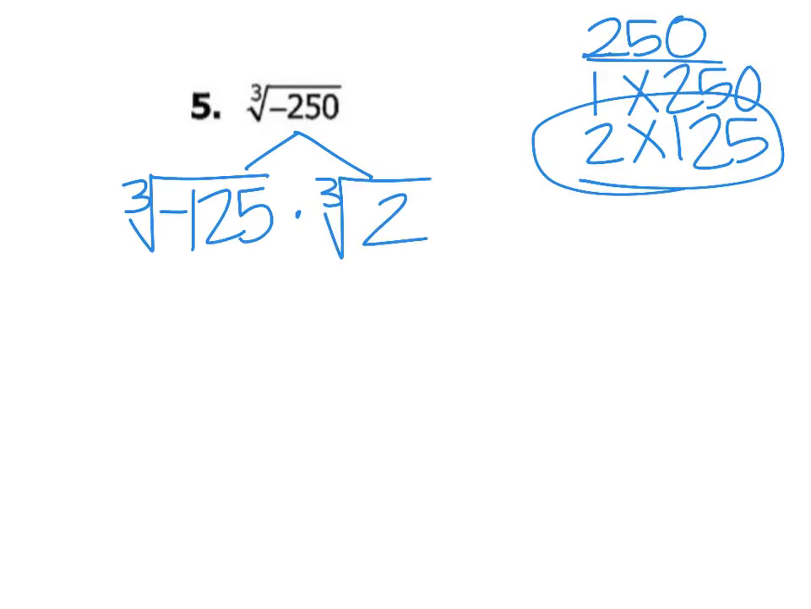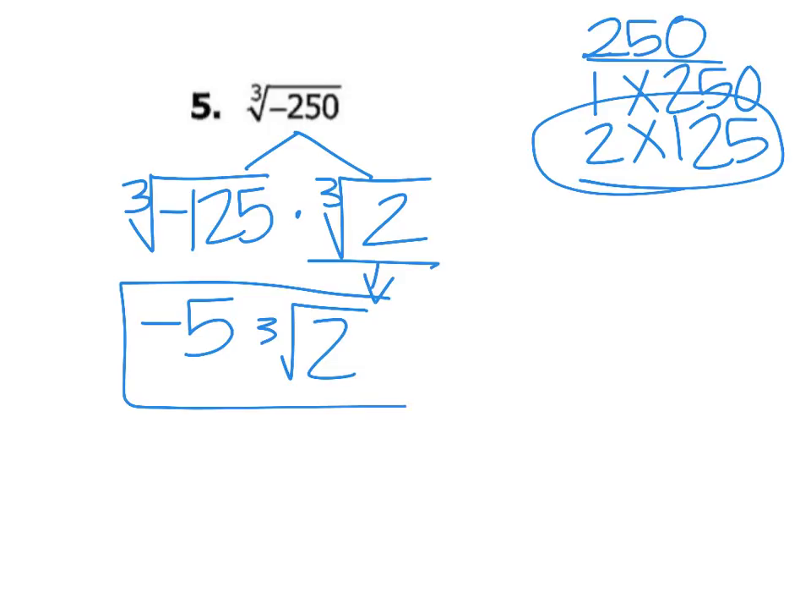All right, and we always want to put the negative with the number we're going to take the cube root of so we can get rid of that negative inside. So the cube root of negative 125 gives us negative 5. And then bring down the cube root of 2. And that is our simplified radical.